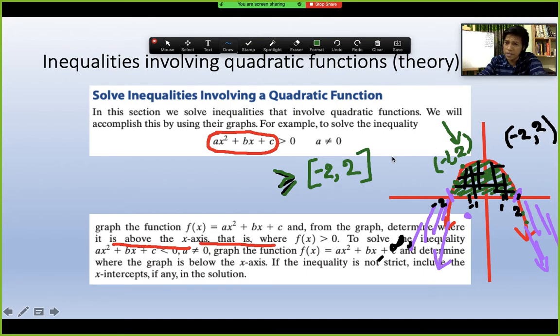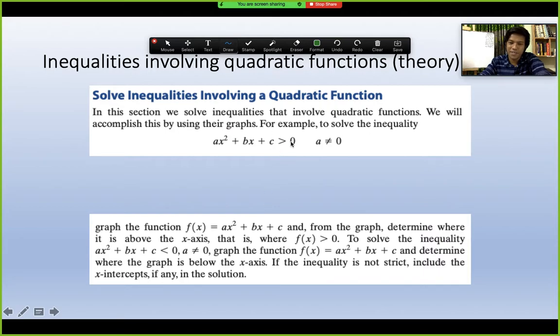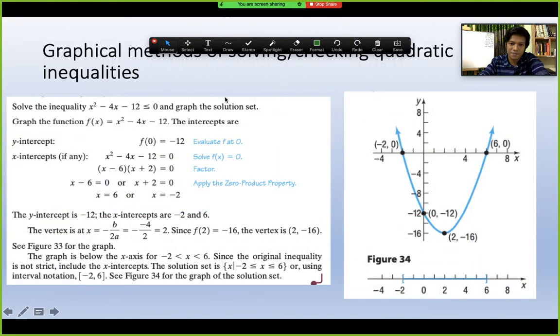So what is strict inequality? Strict inequality means only greater than or less than. And what is not strict? Not strict means greater than or equal to, less than or equal to. They are not strict inequality. So this is the theory for this kind of question, and if you understand that theory, the other math becomes easier for us. So this is the math, and this math is taken from the book, of course.